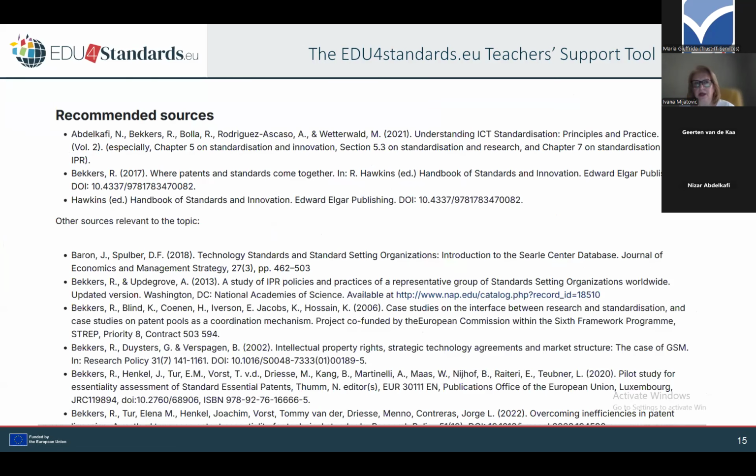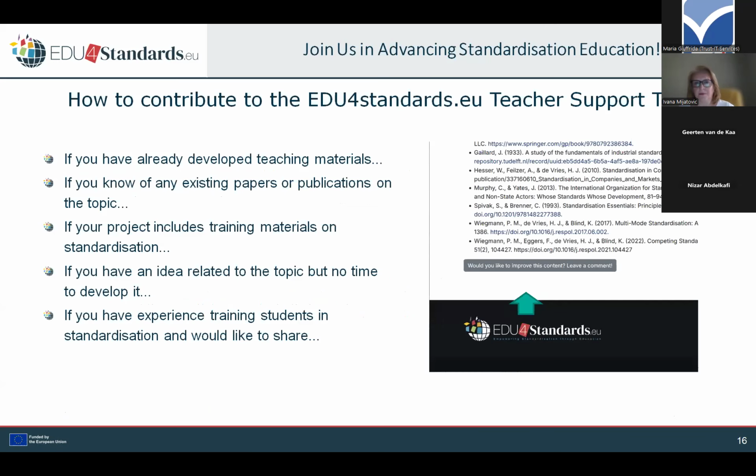Recommended sources are often defined as, for example, key recommended sources and other relevant sources. Key recommended sources are, in this case, where we recommended a book, chapter 5, section 5.3, and chapter 7. So I think that the instructions are quite informative and easy to find.